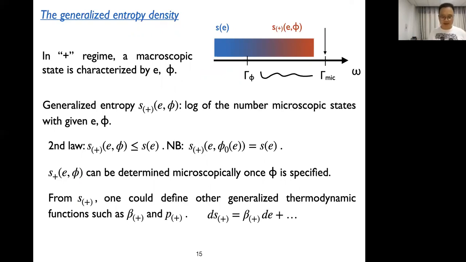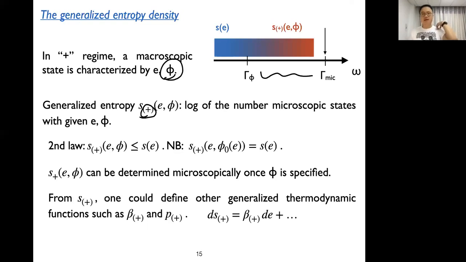if you wish to characterize a macroscopic state, you need not only the energy density, but also the value of this additional slow mode. So it's quite natural that one should introduce the concept of a generalized entropy, which I denote by entropy plus here, which depends not only on energy density, but also on phi. For simplicity, I just assume the system is baryon neutral. And you can define this entropy as the log of the number of microscopic states with the given energy density and the expectation value of the slow modes.